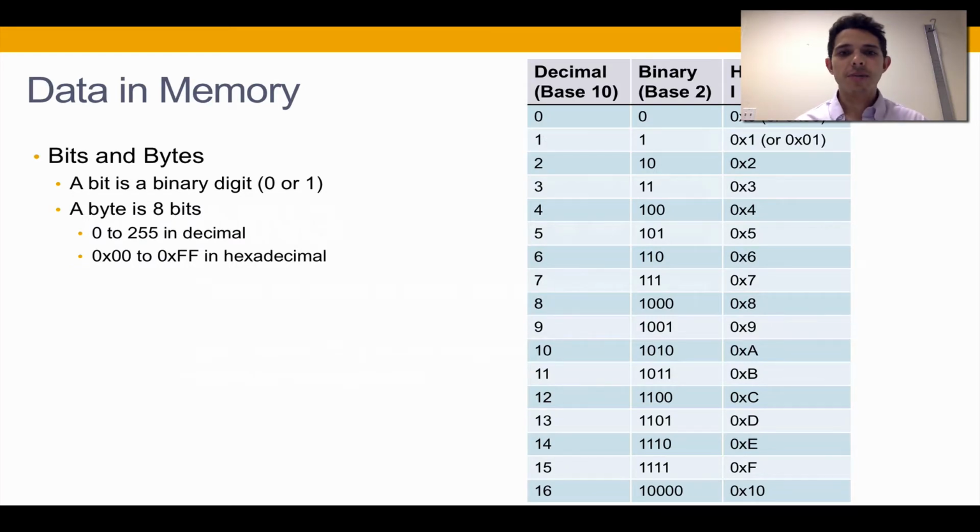So first, let's talk about how data is stored in memory. First, I want to introduce the notion of a bit. A bit is essentially the atomic unit of data, and a bit is binary. It's 0 or 1. Now, the next largest unit of data, think of it like a molecule, would be a byte. And a byte is comprised of 8 bits. So we have 8 digits where each digit represents 0 or 1.